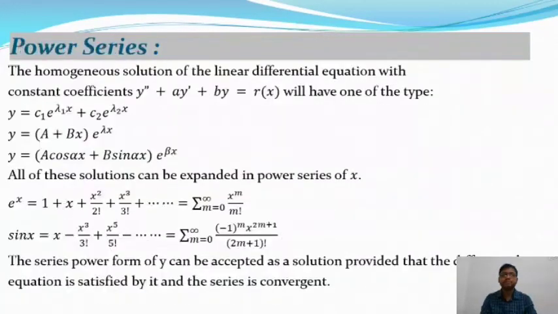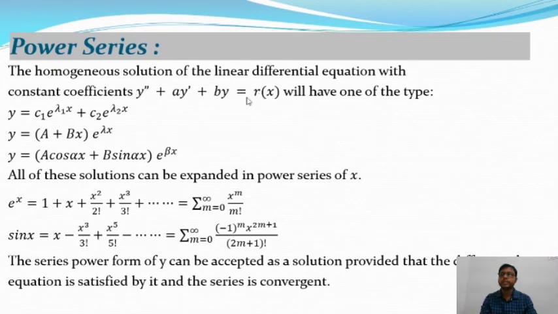Therefore, consider the homogeneous solution of the linear differential equation with constant coefficients. This is the second order linear differential equation, y double dash plus a into y dash plus b into y is equal to r(x). Here a and b are constants, and r is a function of x or a constant. We will have one of the types of solutions. For any second order differential equation, there are three possibilities.